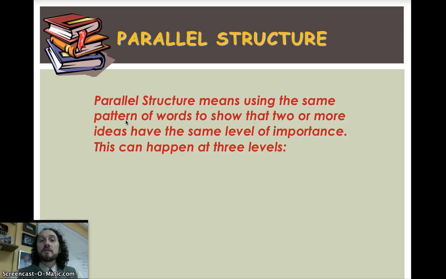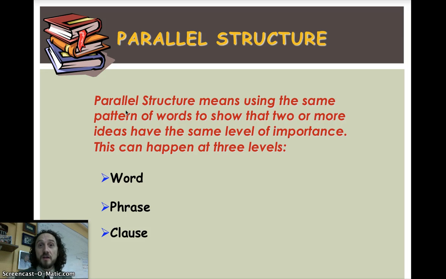So, parallel structure means, as it says here, using the same pattern of words to show that two or more ideas have the same level of importance, that you are looking at two or more words, phrases, clauses that are equal to one another. So we can see this with words, we can see this with phrases, and we can see this with clauses. And you might have remembered words, phrases, and clauses connected with our fanboys, those coordinating conjunctions.